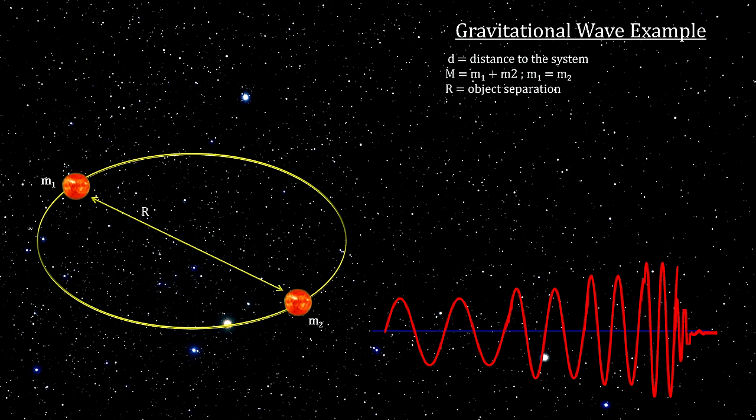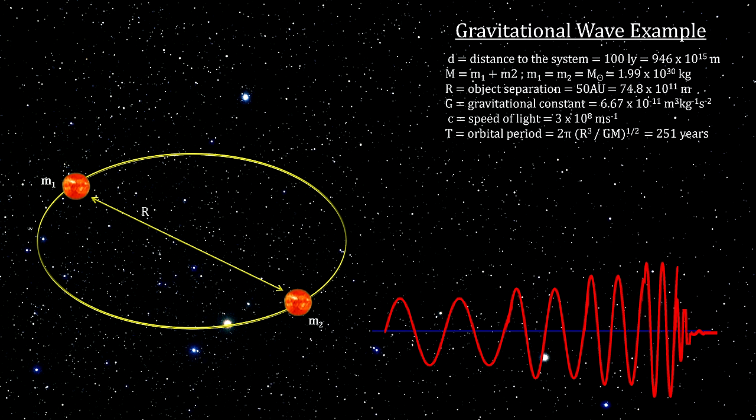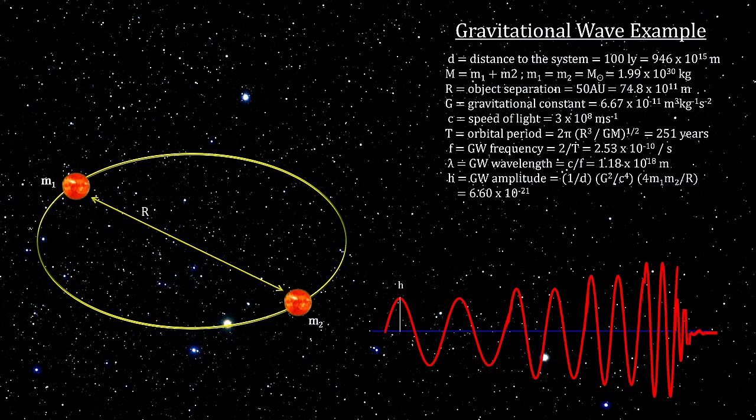To get an idea on the expected amplitudes and frequencies for gravitational waves created by a system like this one, let's put in some numbers. Suppose this system is 100 light years away and each star is the mass and size of our Sun, and the distance between them is 50 times the distance between the Earth and the Sun. That's 50 astronomical units. From the masses and the distance between them, we can calculate the star's orbital period. And with that, we can calculate the orbital frequency, which gives us the frequency and wavelength of the resulting gravitational wave. And with the masses and frequency, we can calculate the amplitude of the resulting gravitational wave.